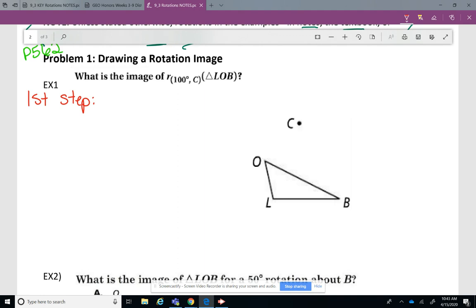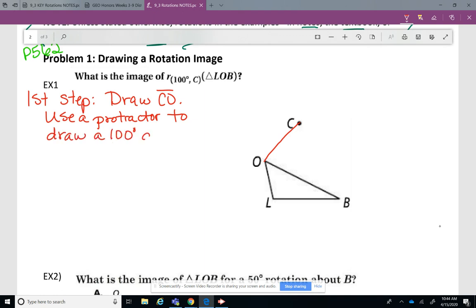But the first step is I'm going to draw segment CO. All right, so you would use a ruler, but I'm going to go from C to O and try to draw a straight line. All right, so that's your first one. Now, within this first step, you're also going to use a protractor to draw a 100-degree angle.